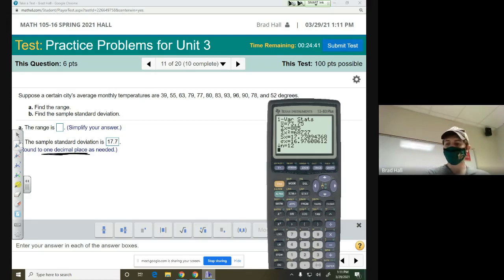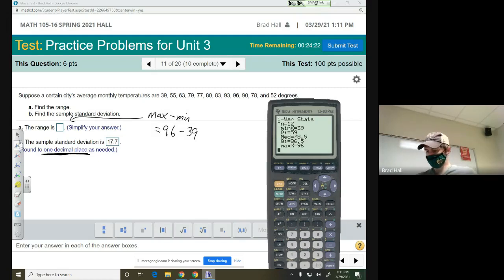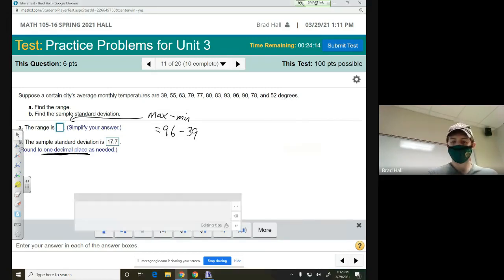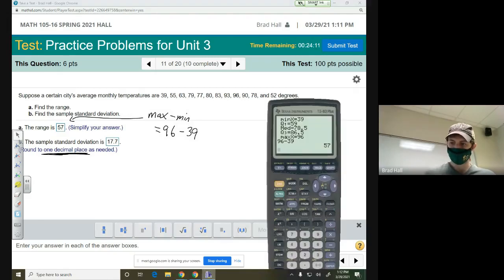Now the range, the problem actually does not tell us the range explicitly, but it tells us something that helps us find the range. Well, the range is the max minus the min, and the calculator gives us both of these. Max is 96, the min is 39. That's it. You get 57. Just the max minus the min. So it implicitly gives us the range.